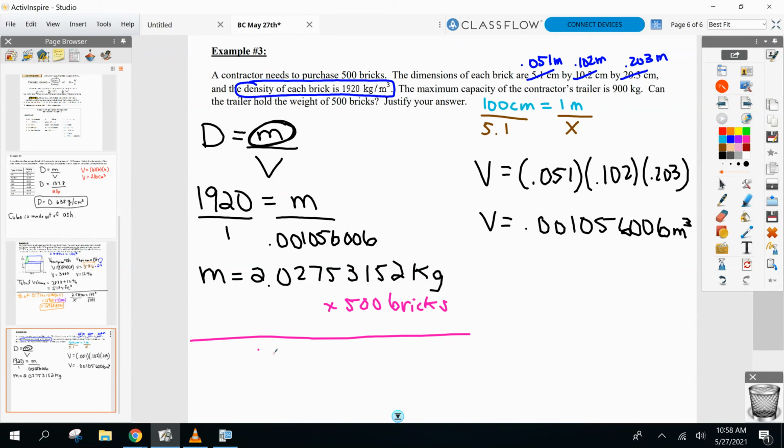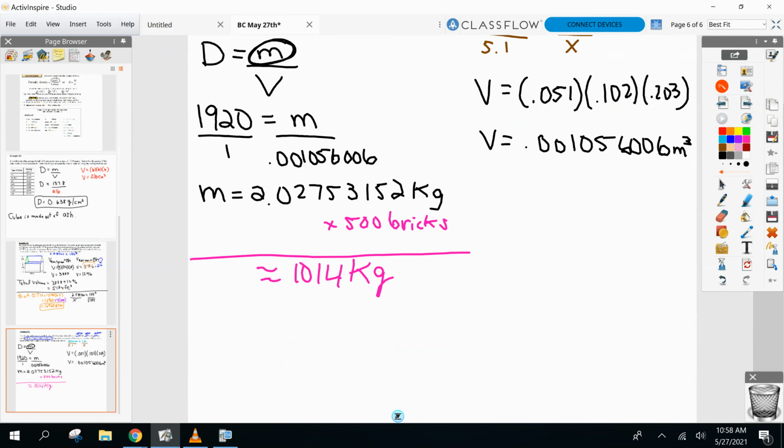500 bricks is about what? 1,014 kilograms. So it looks like no go with my trailer, huh? Gonna have to find a bigger one. And then just write a little conclusion statement at the end: the trailer will not hold 500 bricks, because it could only hold 900, remember.